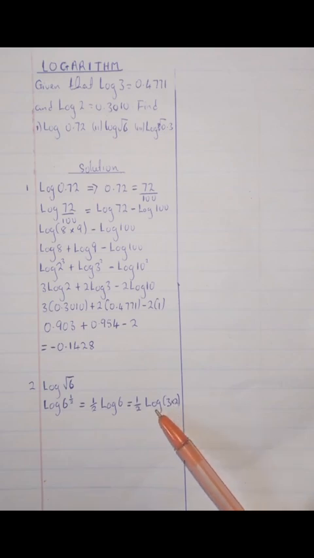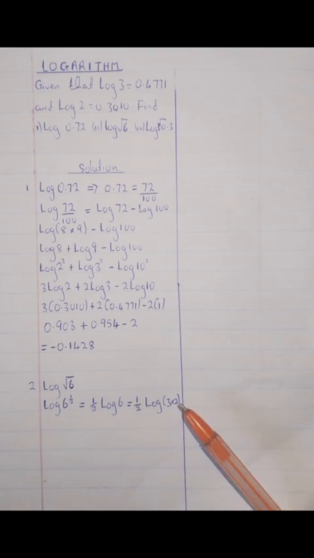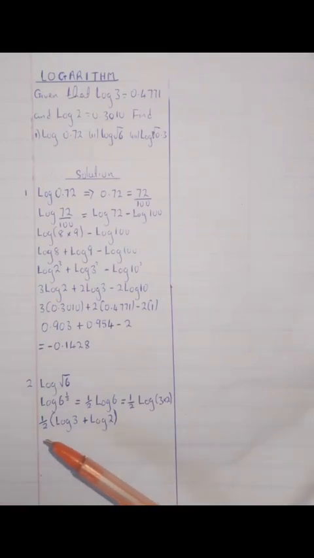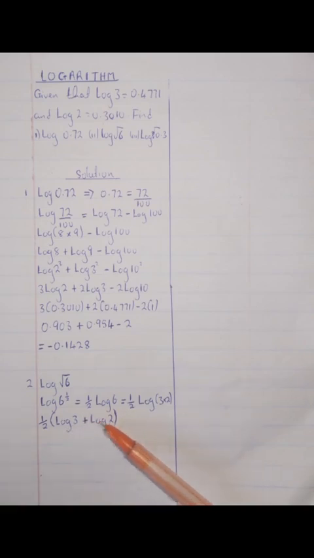So we're having 1 over 2 log 3 plus log 2. This is also the same thing as 1 over 2 log 3 plus 1 over 2 log 2. So it's the same thing.